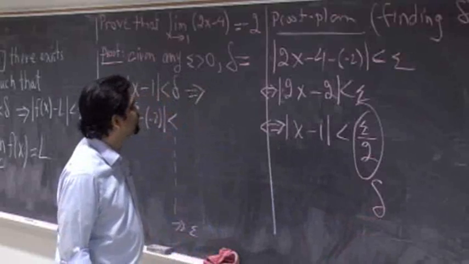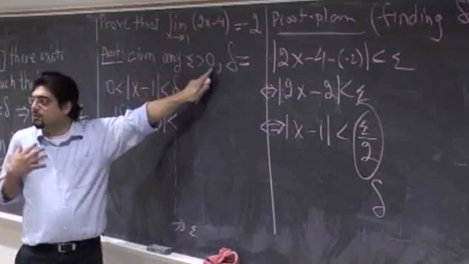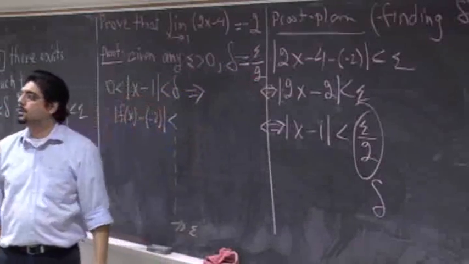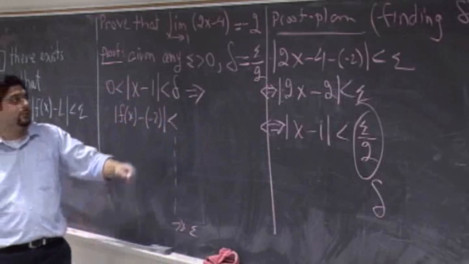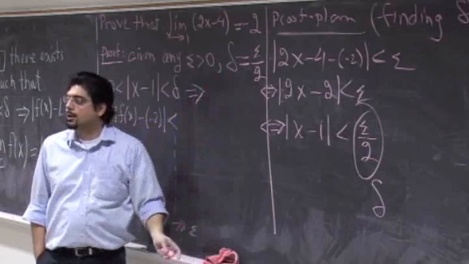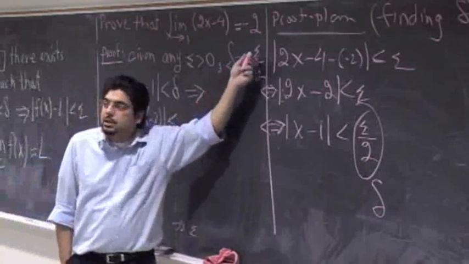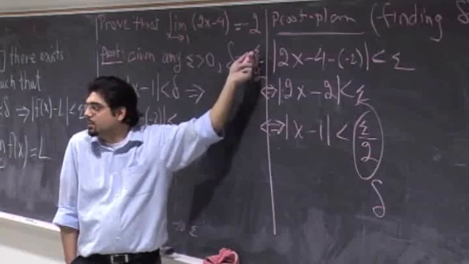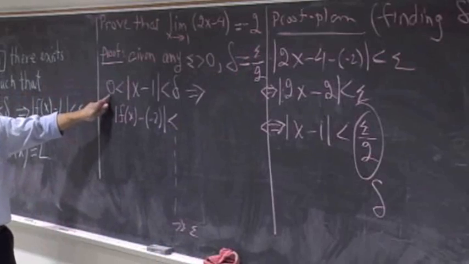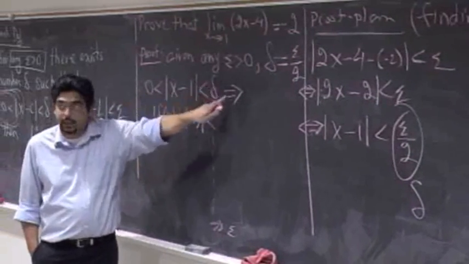So when I write the formal proof, I have to say, given any epsilon greater than 0, I have to find a delta. Well, here it is. Delta is epsilon over 2. And now I have to prove to you that if that delta is epsilon over 2, then I have what I want. Notice how delta depends on epsilon, right? Very explicitly. Okay? Alright.